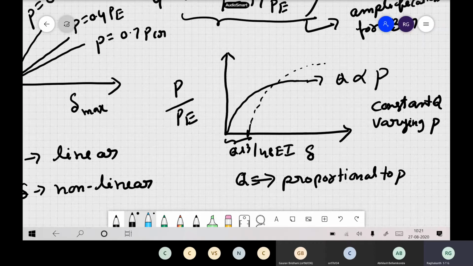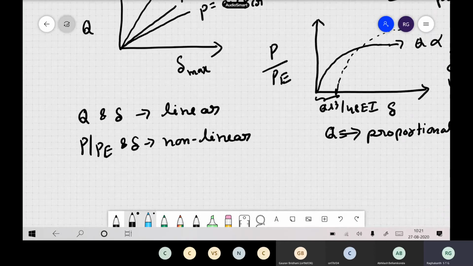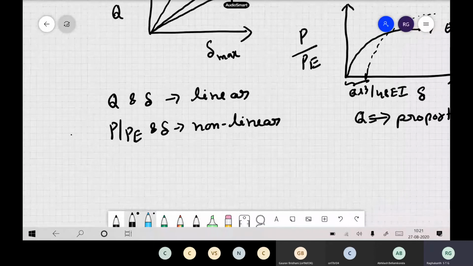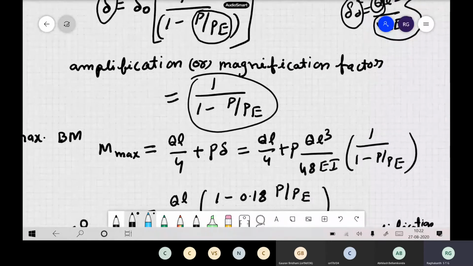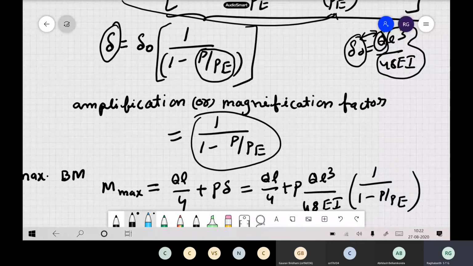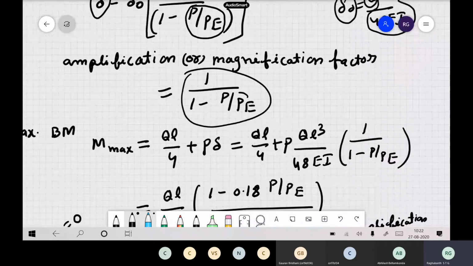So here the most important thing you should know is that load versus deflection for a concentrated load is linear, but axial load versus deflection is non-linear. You should understand these deflection diagrams. Another important thing is the effect of axial load on the beam column: it amplifies the deflection and it amplifies the bending moment. The important quantity is P by PE, which tells you how much the deflection as well as the bending moment are going to be magnified.